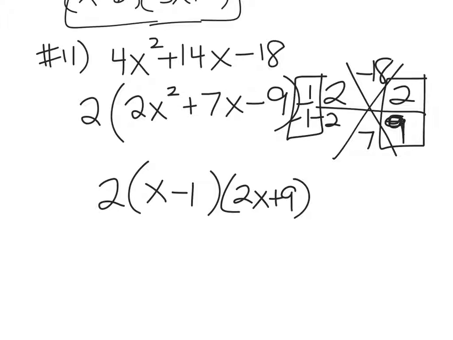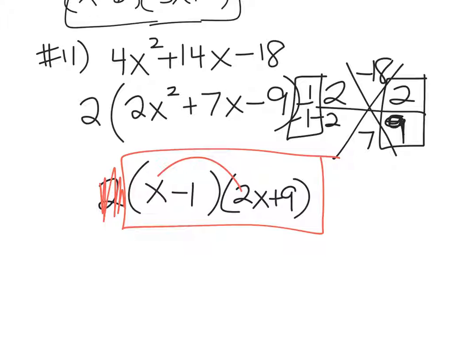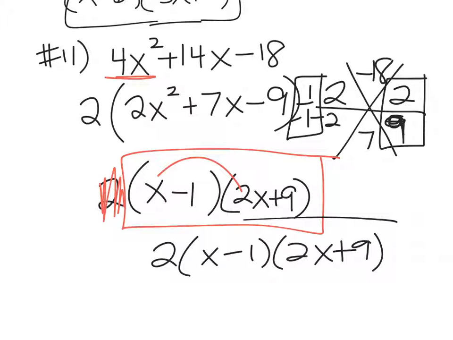And I can even do a quick check. Let's say that I forgot that 2, and this was my answer. If I did 2x squared, that doesn't equal 4x squared. It can't. Okay? So make sure that you include that number that you factored out a while ago there. Okay.